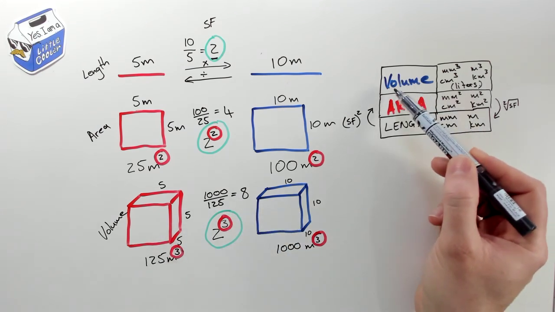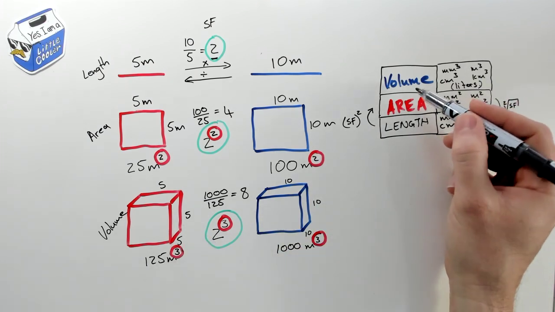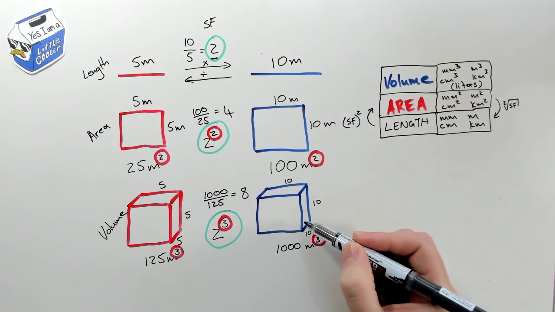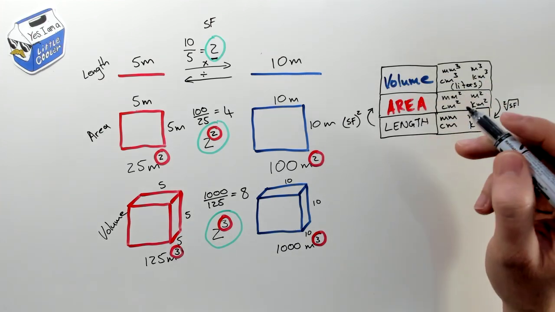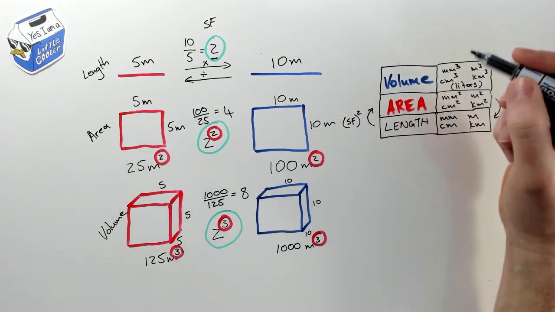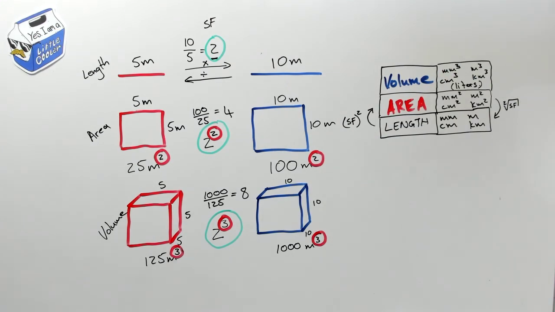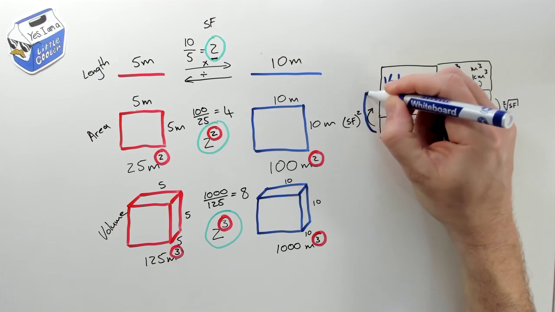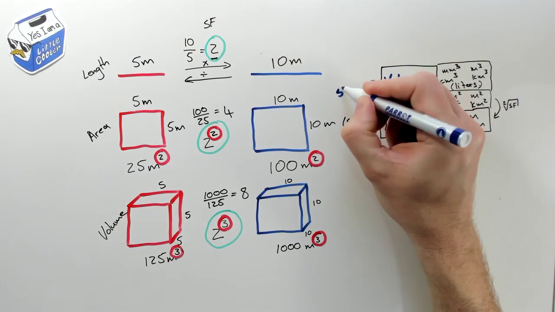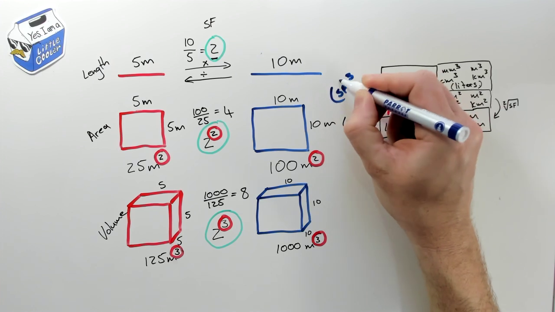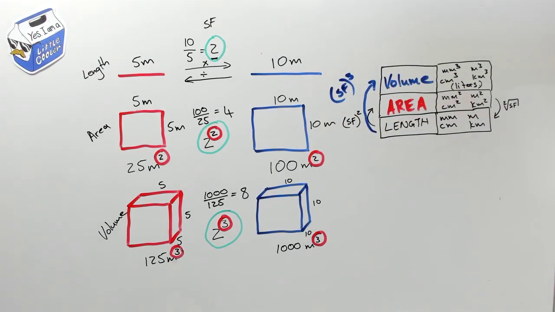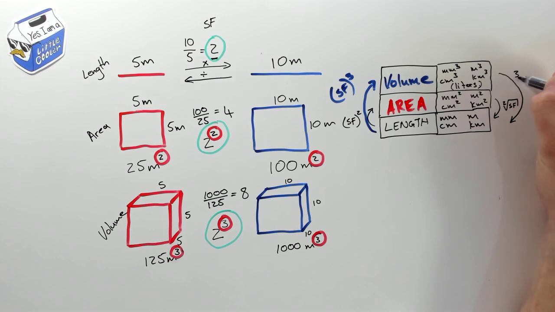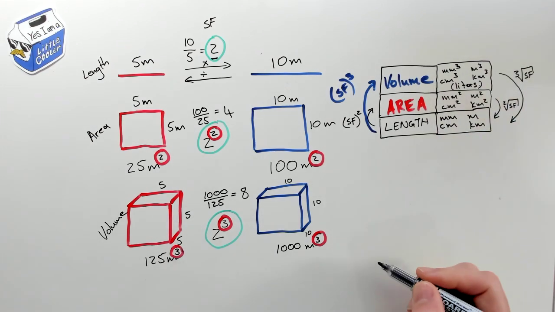So this scale factor I can only use for volumes. But if I have lengths and I want to compare volumes, then I have to take that length scale factor... where is there some space? Let's do a different color. Let's do the blue. So if I'm going up to there, I have to take my scale factor and I have to cube it. And the same way, if I'm going down, I'm going to have to cube root my scale factor.